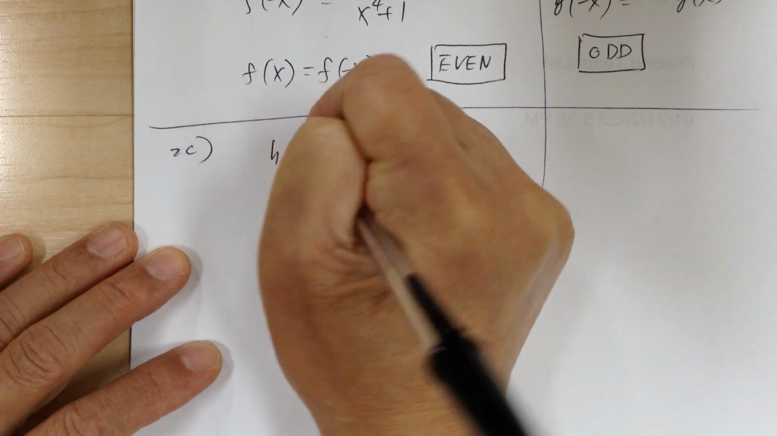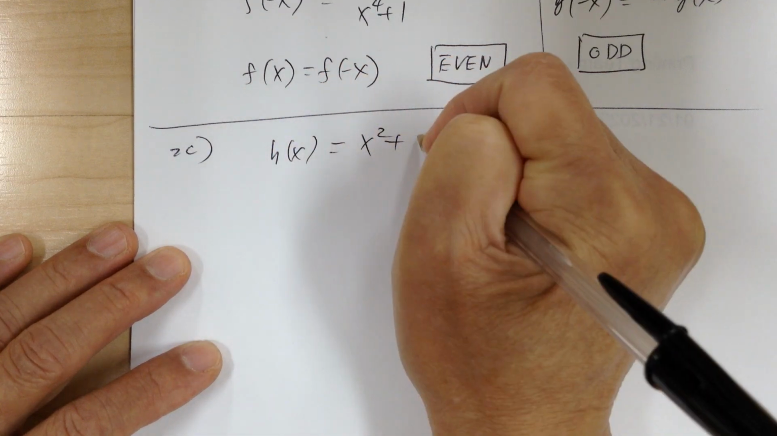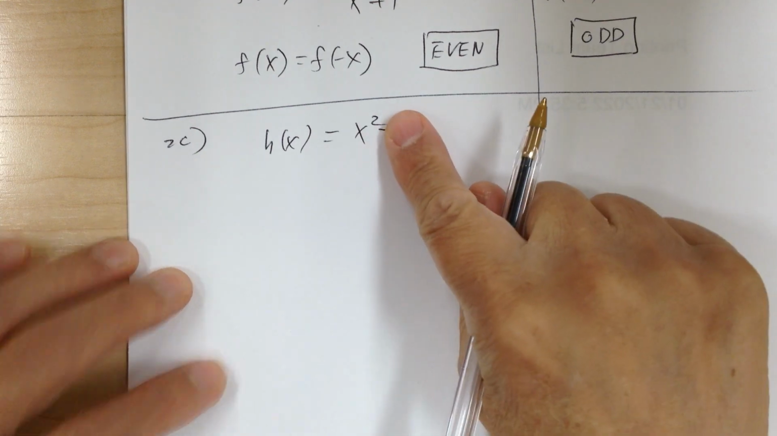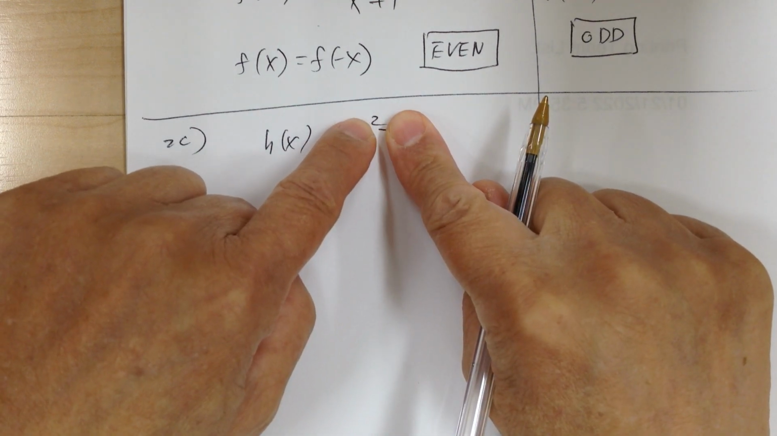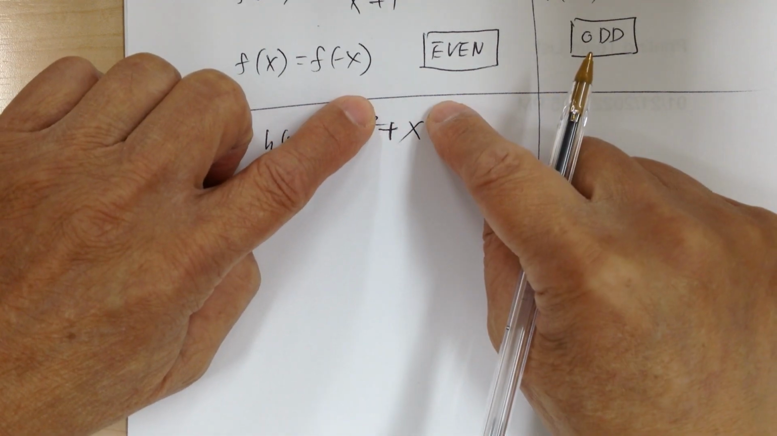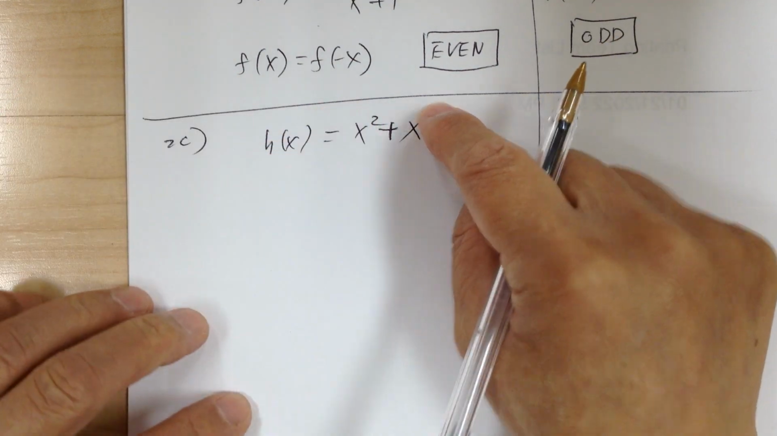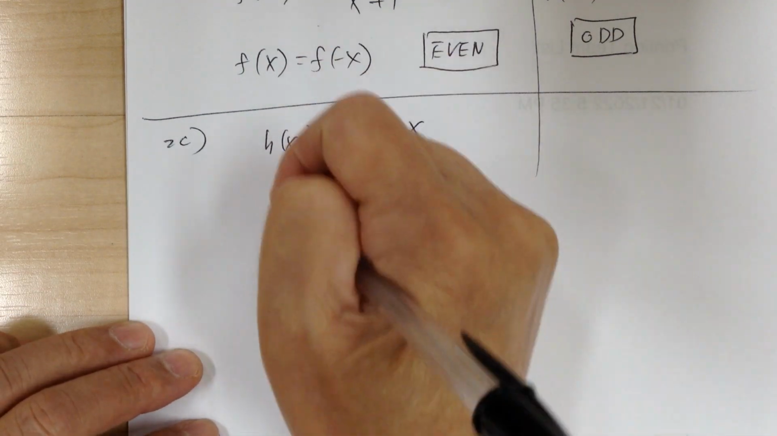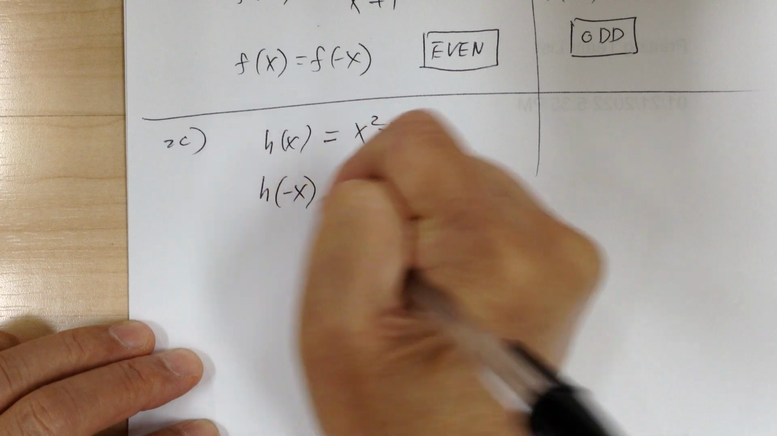Okay, let's go to 2c. You have h of x equal to x squared plus x. Right away, I can tell this is neither because of this even power, so this cannot be odd. This cannot be an odd function. And this is the odd power, so it cannot be an even function. So if it cannot be odd and it cannot be even, it has to be neither. But again, if you don't see that right away, you check it out.